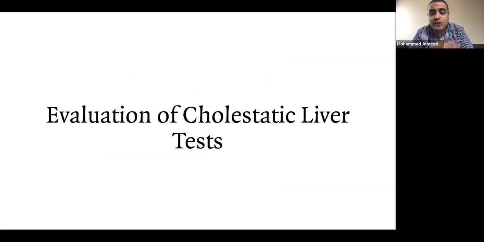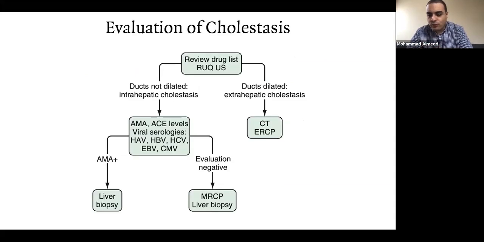Okay, so if somebody does have a cholestatic liver injury, then what do you do? This is what you do. First thing is you review your drug list, because again, we said some drugs are cholestatic by nature, and then you do a right upper quadrant sonogram. If you have duct dilation, then you got the diagnosis, right? And you have some sort of compression. You want to do an MRCP, ERCP. You want to see what's going on. There's a tumor, there's a stone, there's something.